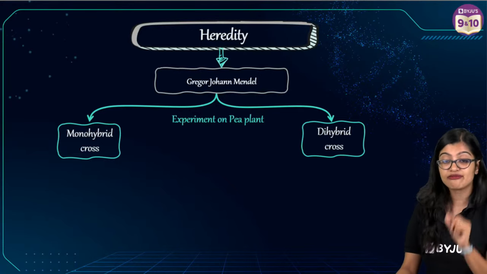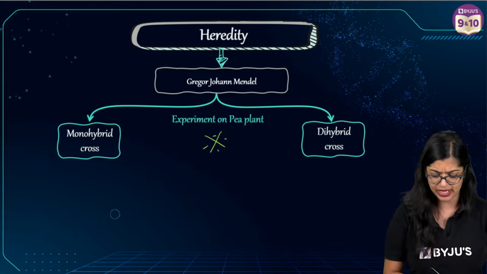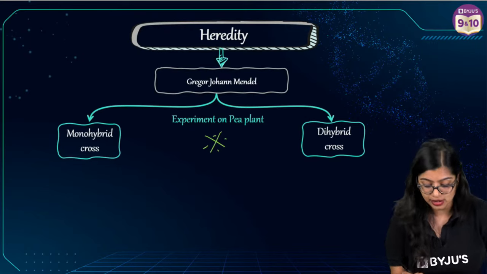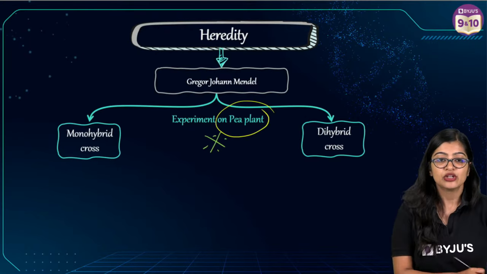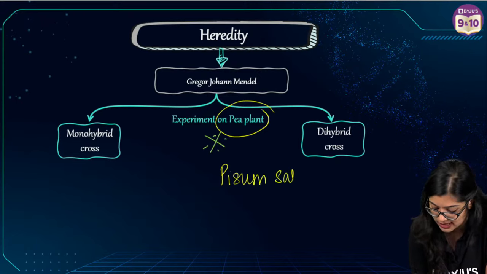But here, a very important question which will come in your exams and most likely to come is, why did Mendel choose pea plant, right? So we know that pea plant that is there is often known as Pisum sativum, right? So why did he choose pea plant?